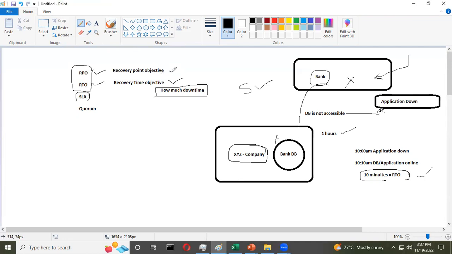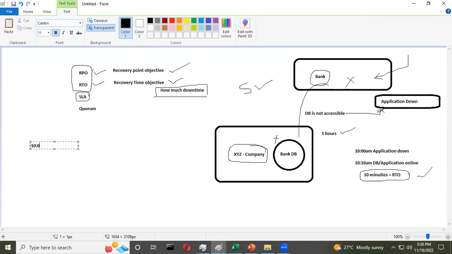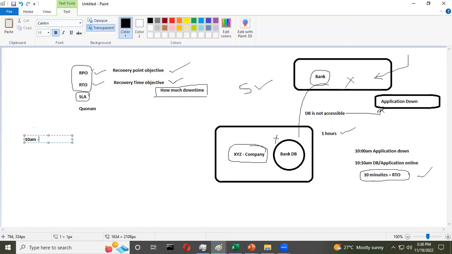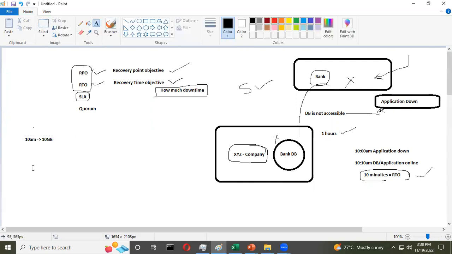What is RPO, recovery point objective? For example, at 10 a.m. you can consider 100 transactions running on the database. Or the other way, let me tell you another example: at 10 a.m., I have 10 GB of data in my database.